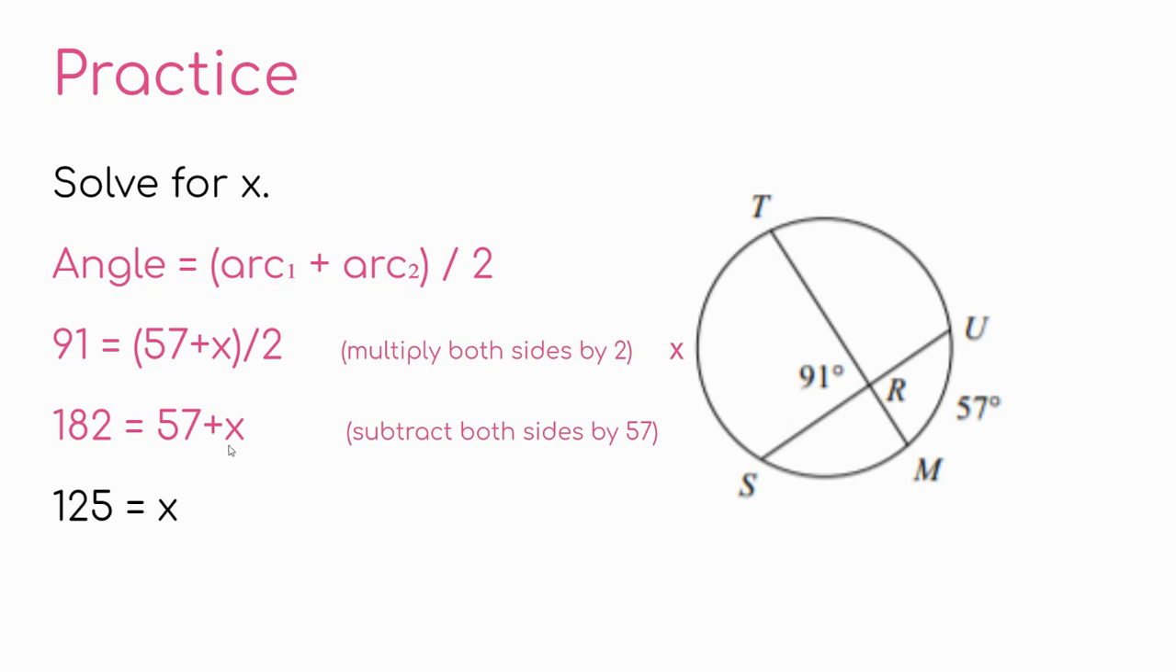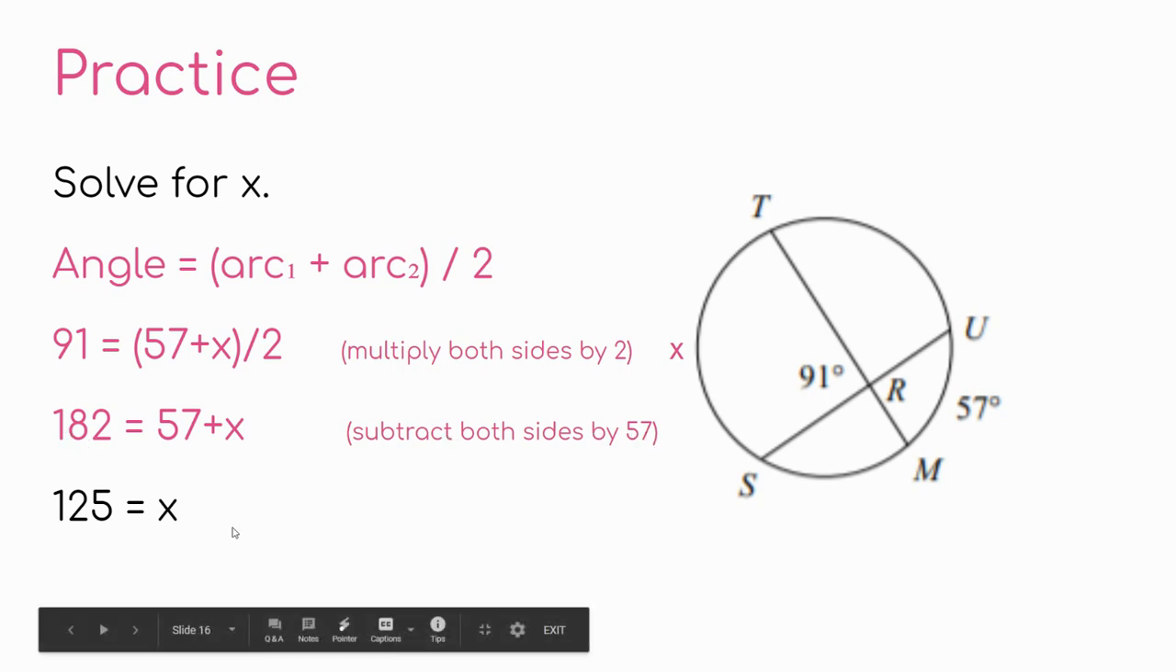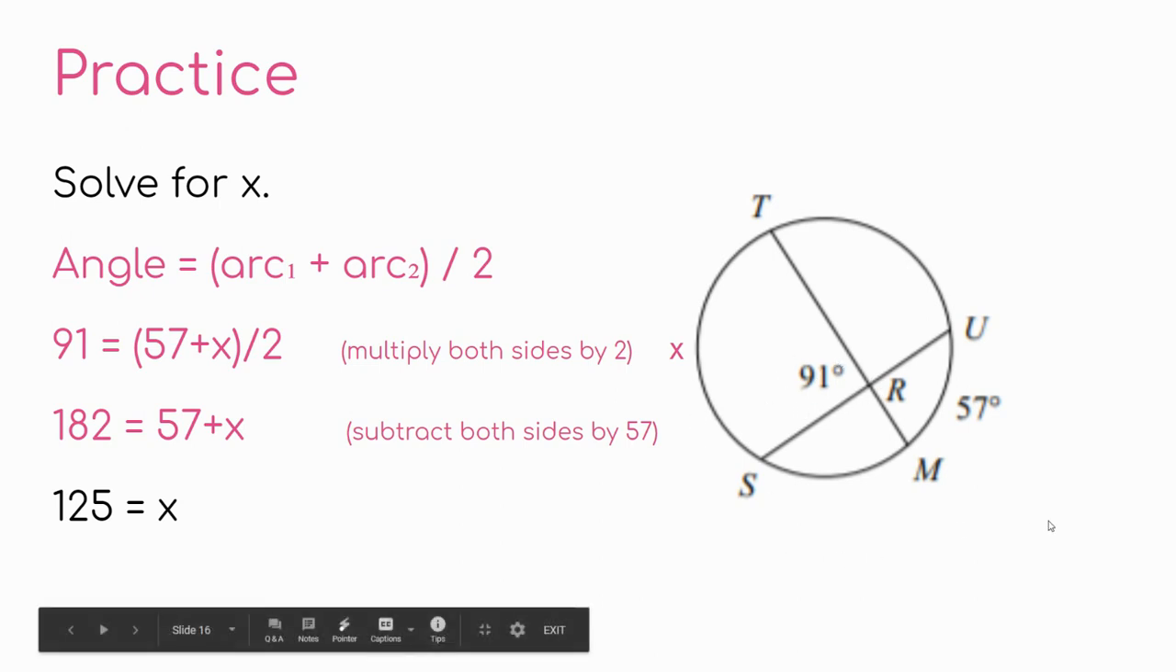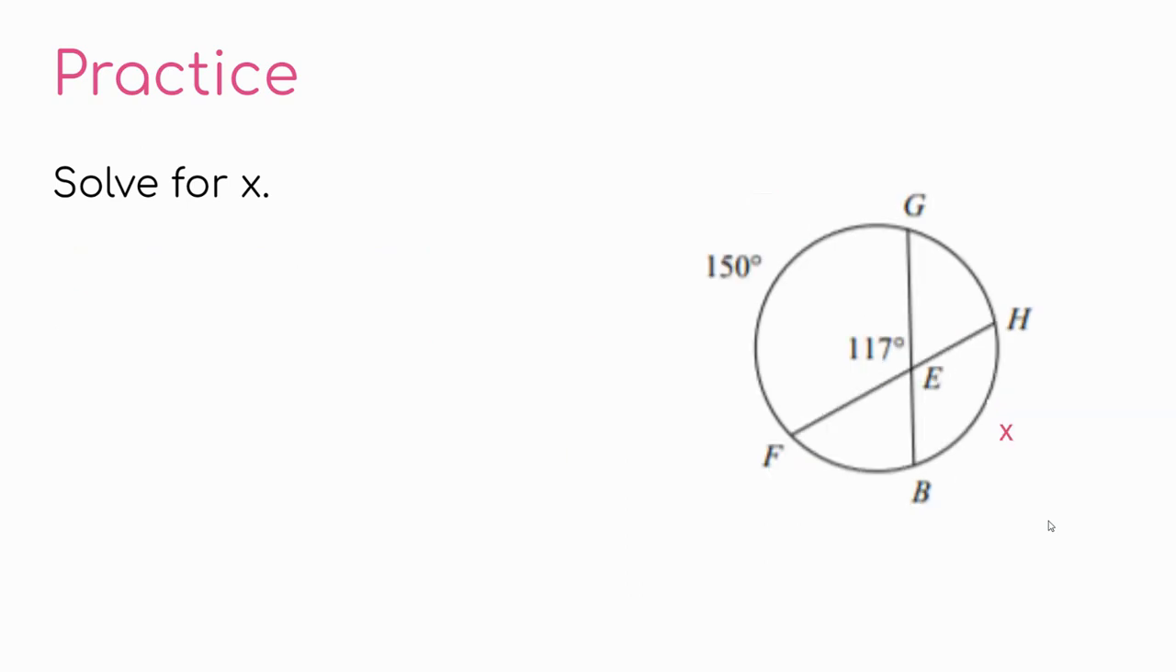We want to get x by itself, so we want to get rid of this 57. The 57 is positive, so to get rid of it, you want to subtract both sides by 57. 182 minus 57 is 125. And then what you can go ahead and do is double check your answer. So do 125 plus 57, you get 182 divided by 2, and I do get 91, so I know I did it correctly. So I'm going to give you one more of those. So go ahead and try this one on your own.